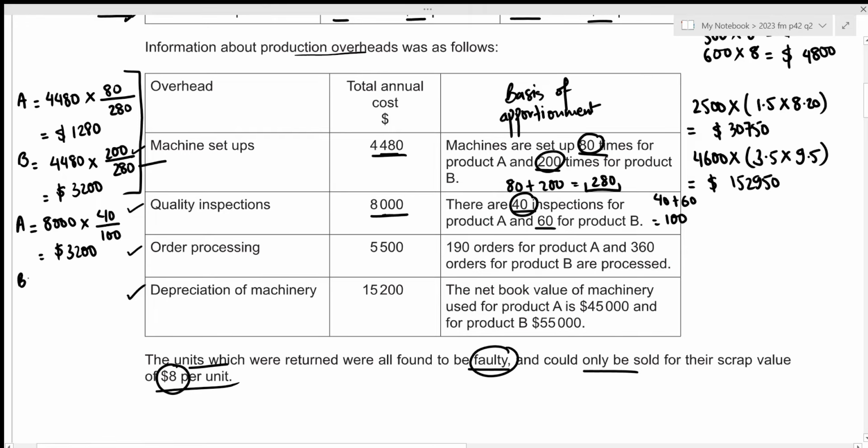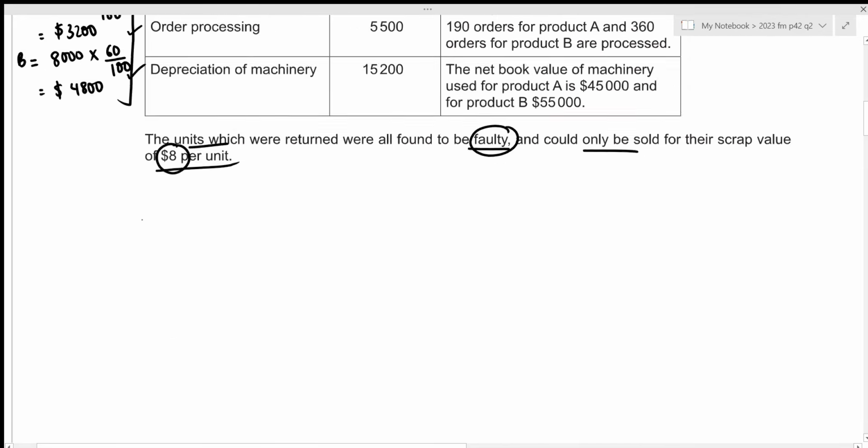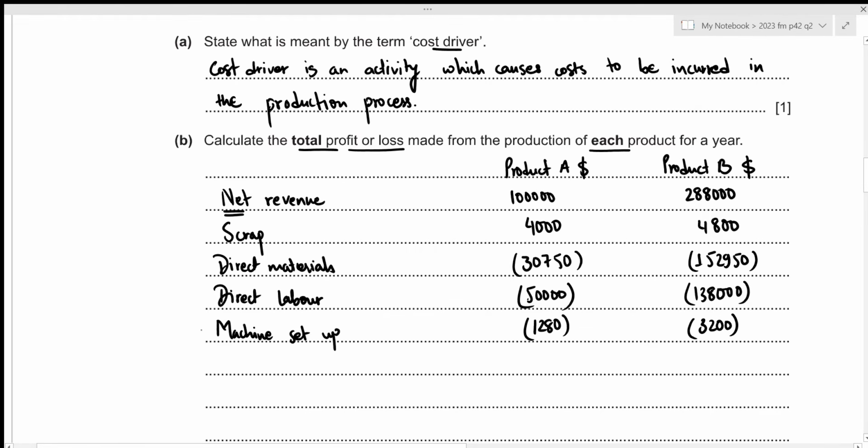Now we repeat the same process for product B. So that's going to be 8,000 multiplied by 60 divided by 100, which results in 4,800. These are for quality inspections. Let's write it down. So that's 3,200 and 4,800.